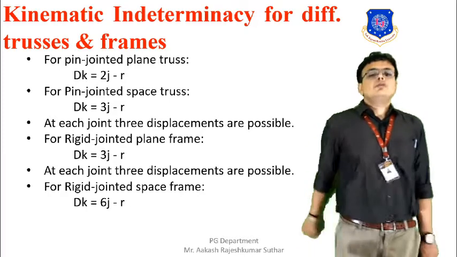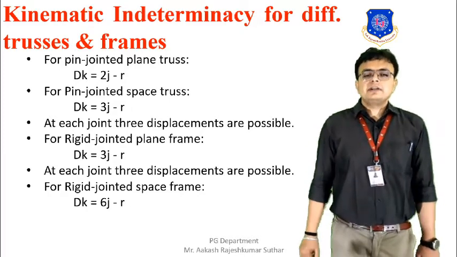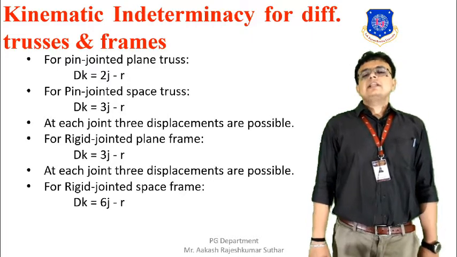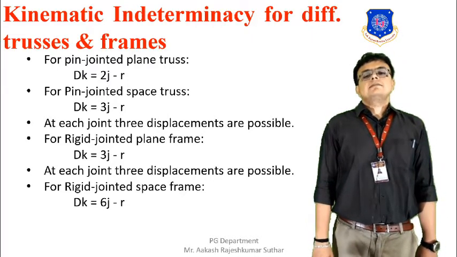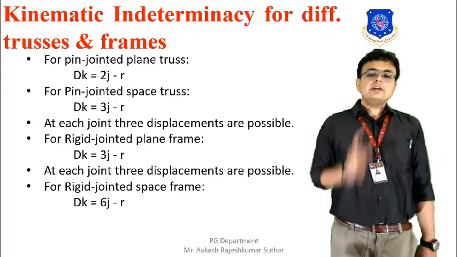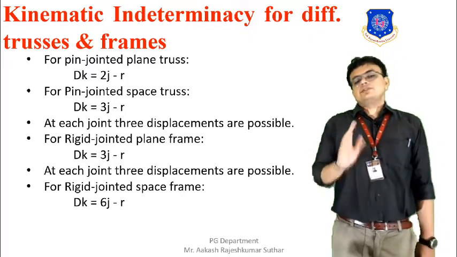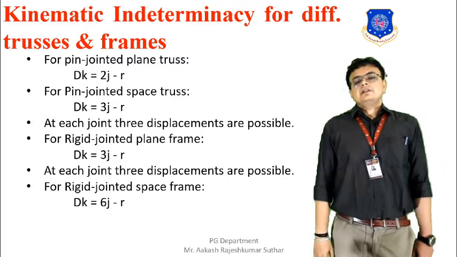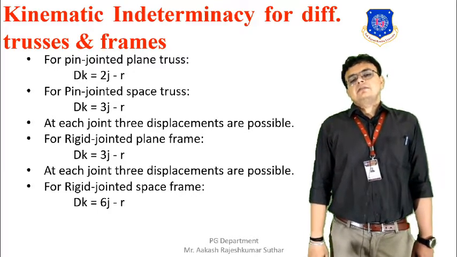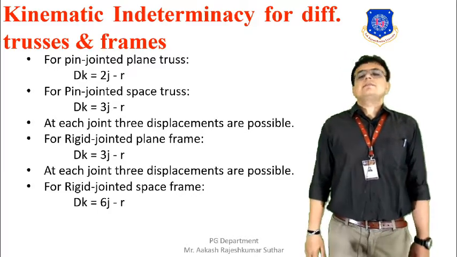Now, talking about the rigid jointed plane frame, dk here will be equal to 3j minus r. At each joint here also there will be 3 displacements possible. For a rigid space frame also, here dk will be equal to 6j minus r.